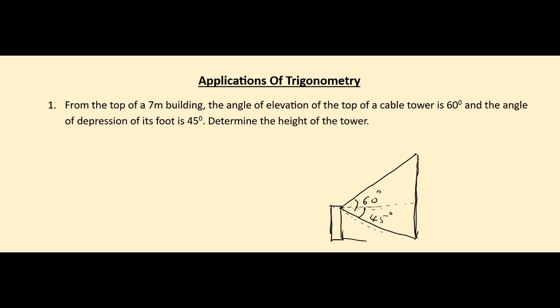So let us name this. Sorry, this is the ground, this should be straight. Okay, so let us name AB as the height of the building, that is 7 meters, and CD will be the height of the tower that we don't know. We have to find this, and they have given the angles here, correct?